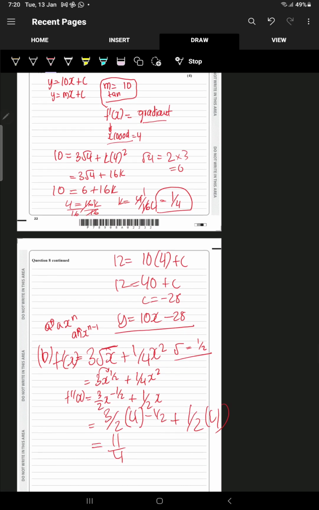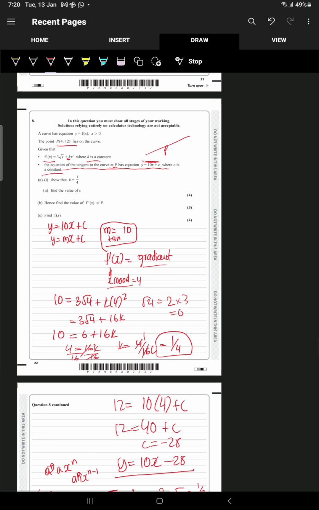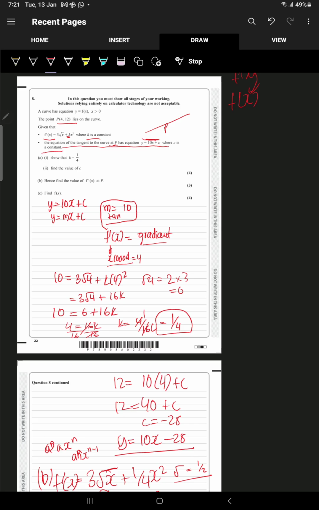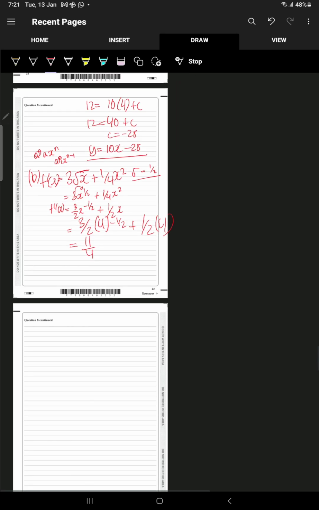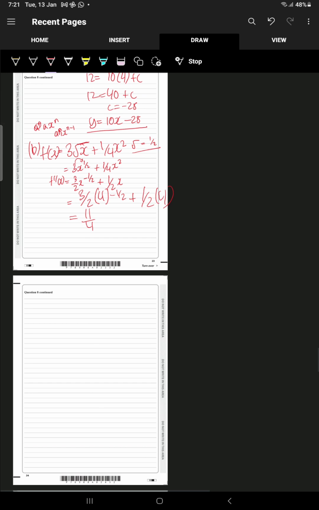Hence find f of x. So if you find f of x, we have to do the integration. To go from f dash of x, we have to do integration. And to find the value of c, we need point P, because it is lying on f of x. So we have f dash of x is 3x to the power of a half plus 1 over 4x squared.